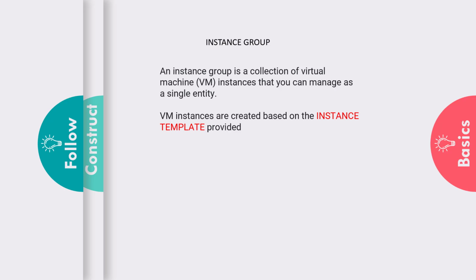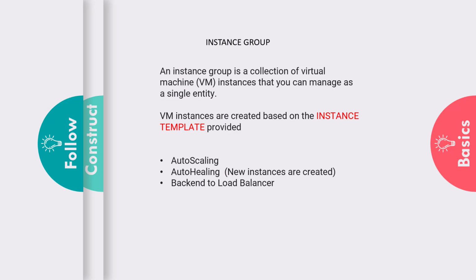Some of the uses of creating an instance group is that it helps in auto scaling. So let's assume that you have a virtual machine which crosses a particular CPU threshold. And if that happens, then you can auto scale and add new instances to that instance group. You also can do auto healing. So what that means is, let's suppose your virtual machine stops functioning properly based on a health check that you provide. Then if the health check fails, then your virtual machine is again recreated. And the other important thing is it acts as a backend to your load balancer.